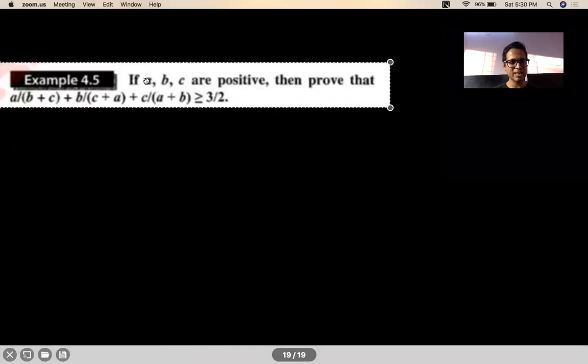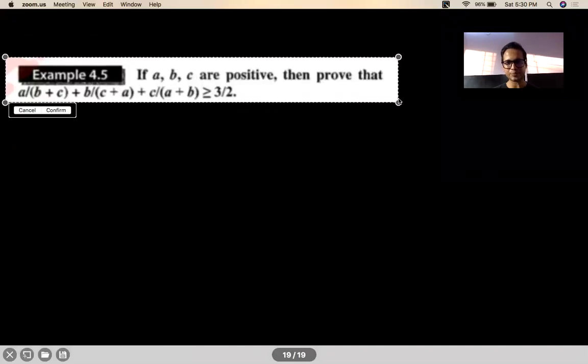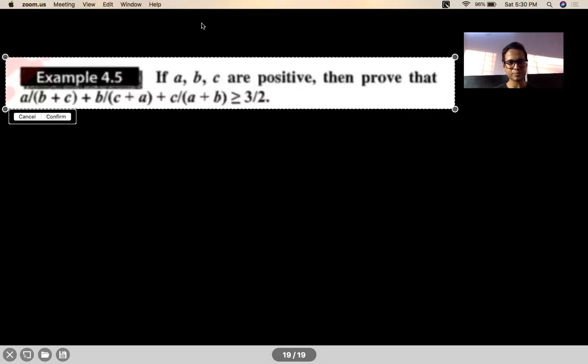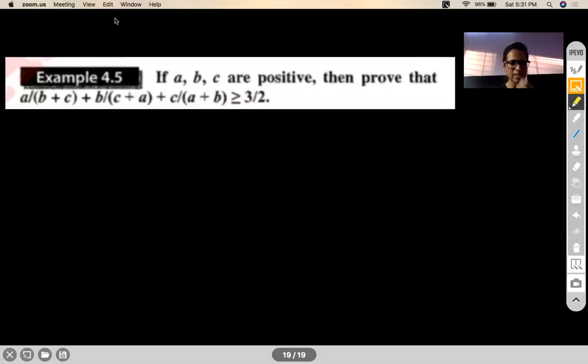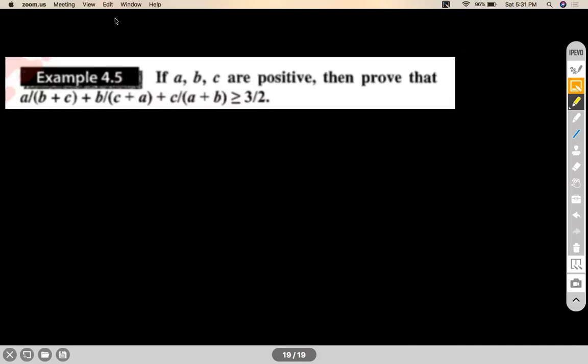Okay, let's take this. A, B, C are positive quantities, then prove that A by B plus C, B by C plus A, and C by A plus B is greater than or equal to 3 by 2. It's a prove that question, but don't be under the impression that this will not come, so I should not pay attention to this. Always remember, prove that questions can always be objectified.